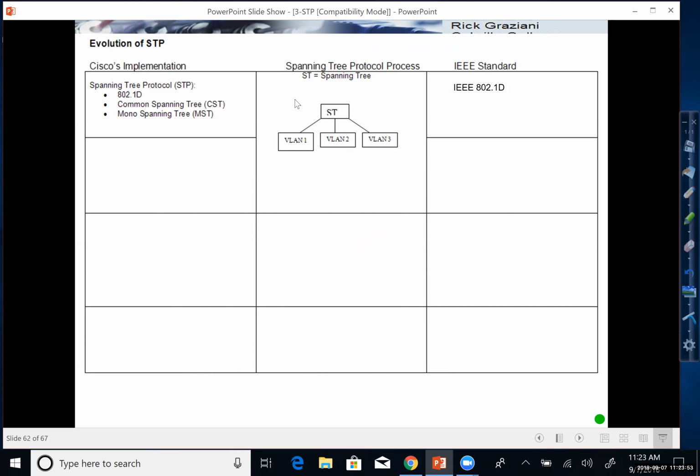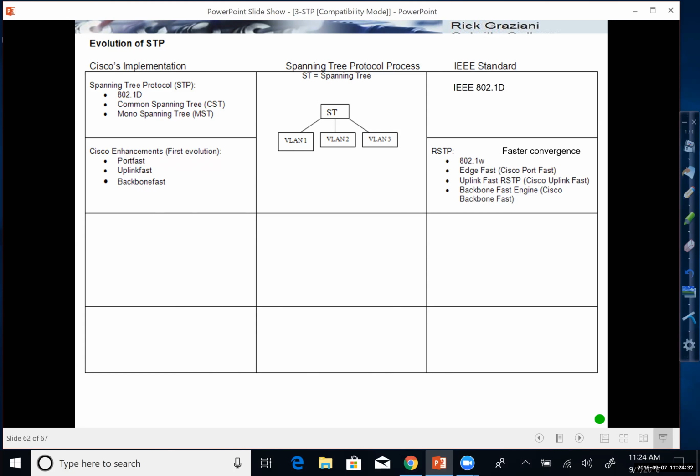Spanning tree protocol is an IEEE 802.1D standard, also known in the early days as common spanning tree or mono spanning tree. Basically we'd have one spanning tree process, one spanning tree topology, even if we had multiple VLANs. Cisco added some things like PortFast, UplinkFast, BackboneFast. I'll talk a little bit about PortFast in another video because that's a very important enhancement.